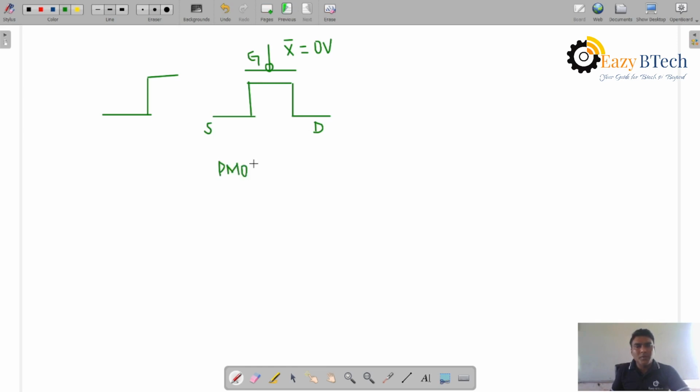PMOS transistor. It is a PMOS transistor. By applying the PMOS transistor, what happens? The logic 1 is applied.